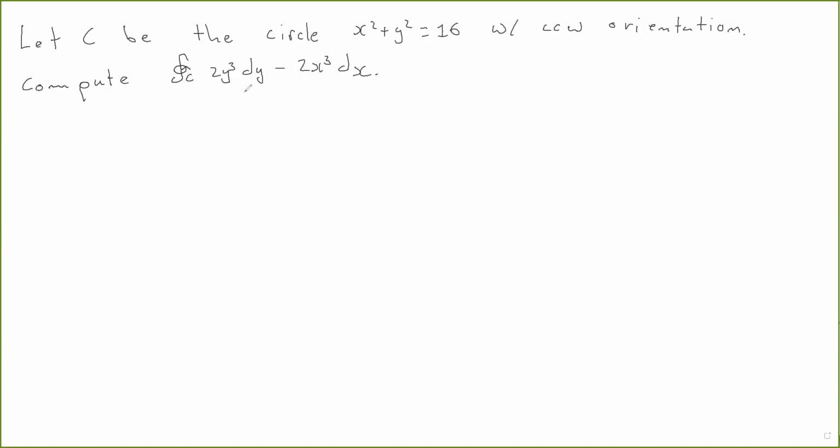Anytime you see a line integral over a closed curve, you want to first make sure that this is not a conservative vector field, and I'll let you check that. The y derivative of this is 6y squared. The x derivative of this part is minus 6x squared, so those aren't equal, so it's not conservative. If it's conservative, then it's equal to 0, remember. Okay, so we're going to use Green's theorem, and Green's theorem says that this integral is equal to the following.